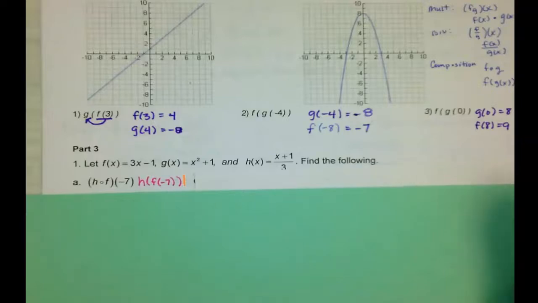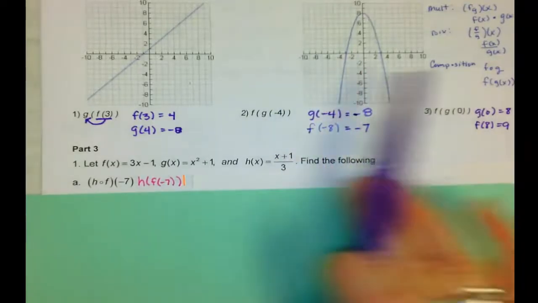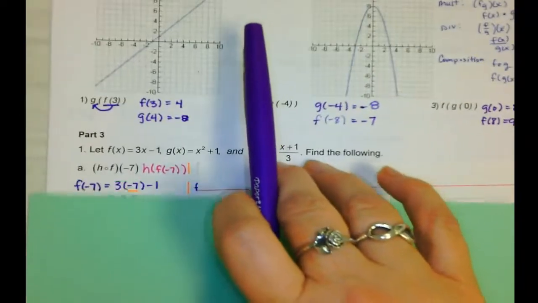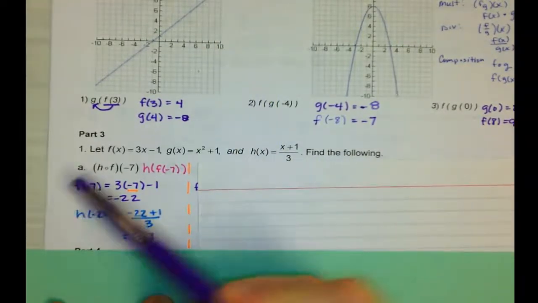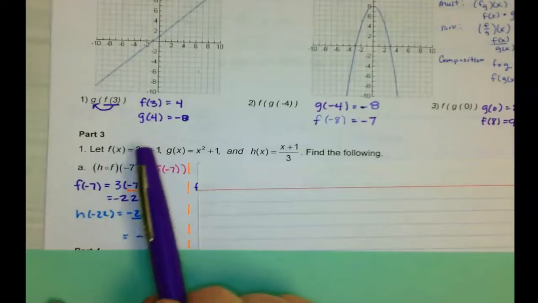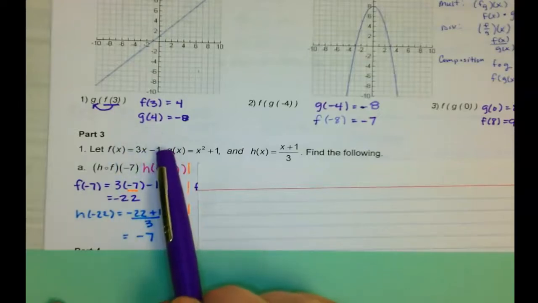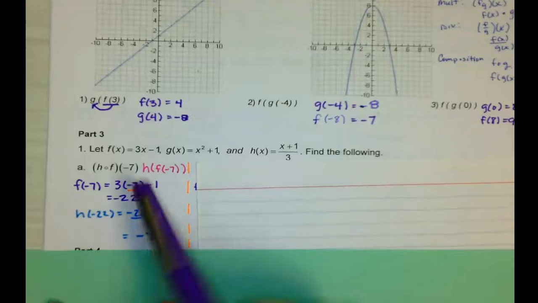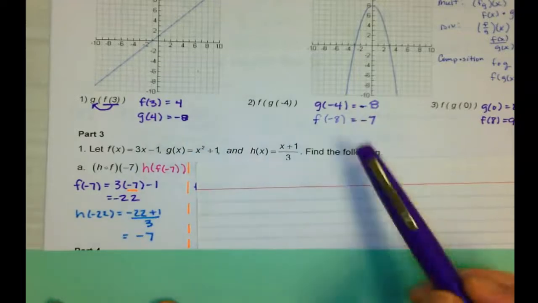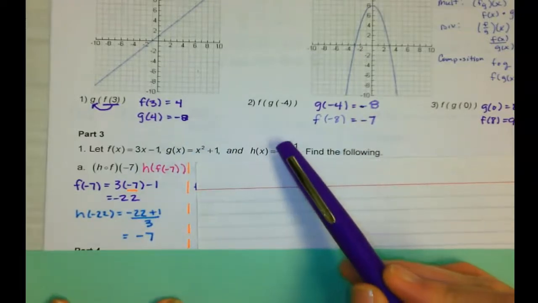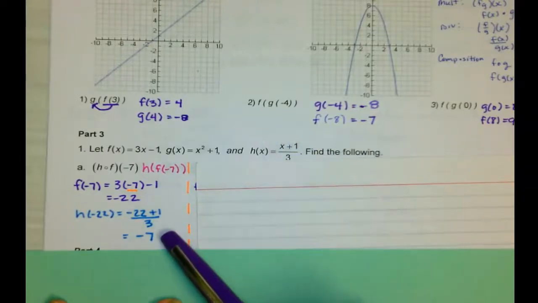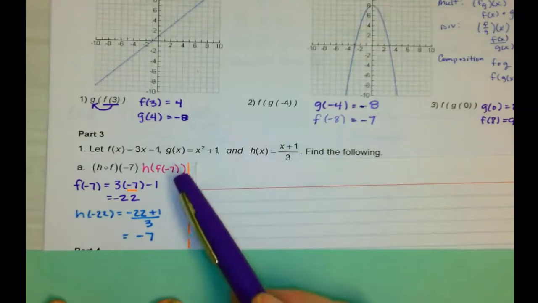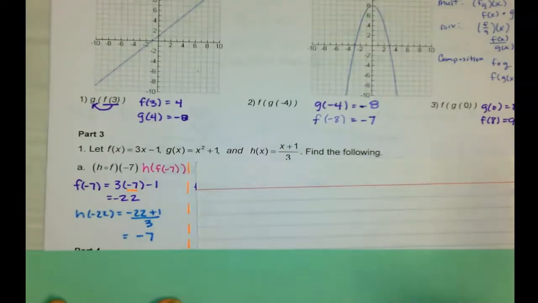And so sometimes you can do these in your head to a certain extent, but we're going to make sure we have some good notation going on here. So the first thing I did is took -7 and put it in f. So -7 up here, that's 3 times -7, which is -21 minus 1 gives me -22. And then I take the -22 and I put it in h. So this is the h function over here. So we have -22 plus 1, which gives me -21, divided by 3 gives me a final answer of -7. So the composition h of f of -7 equals -7. Okay?